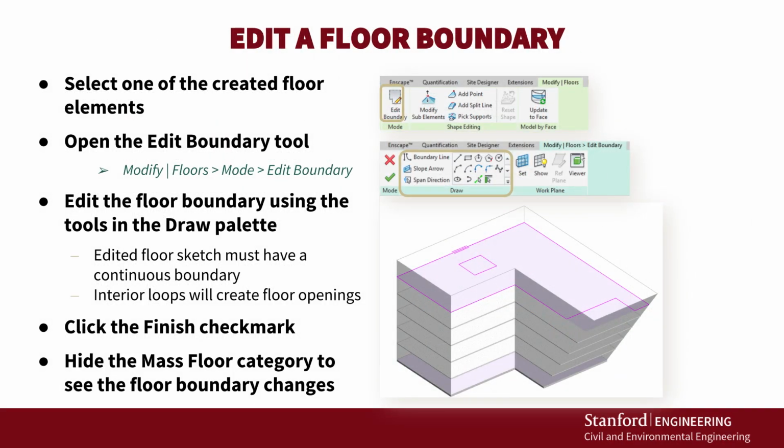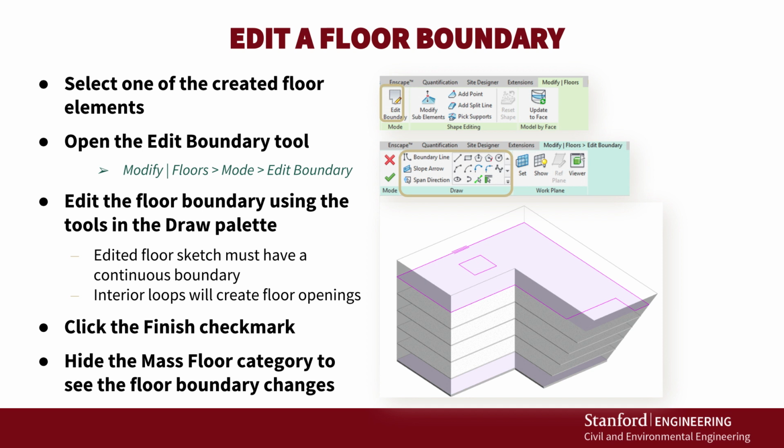Now the floors that you create by placing floors by face have all the same properties as floors that you draw and sketch a boundary for, so you can edit them in very similar ways. Try selecting one of the created floor elements and then open the Edit Boundary tool. You'll find that under the Modify Floors tab in the Mode section. Just choose Edit Boundary there, and then you can edit the floor boundary using the tools in the drawing palette, using any of the techniques we looked at prior for editing floor boundaries.